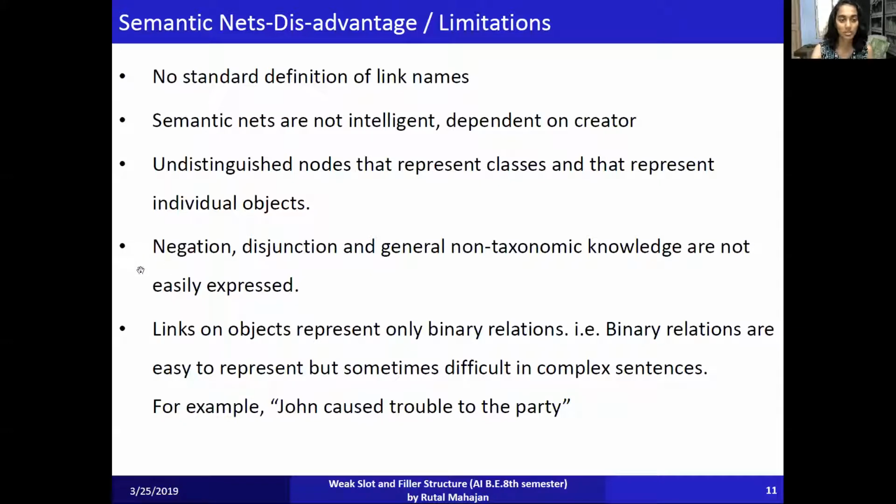We have seen in the example that simple relationships we can easily express using a semantic net, but certain complex statements are quite difficult to make. Links on an object represent only binary relations. Binary relations are easy to represent but sometimes difficult in complex sentences. See this sentence: John caused trouble to the party. John and party, these two entities are related by caused trouble. But who caused trouble? John. To whom? Party. So though it is a binary relationship, the trouble between John and party is quite difficult to express.